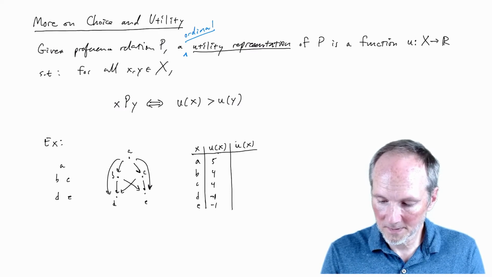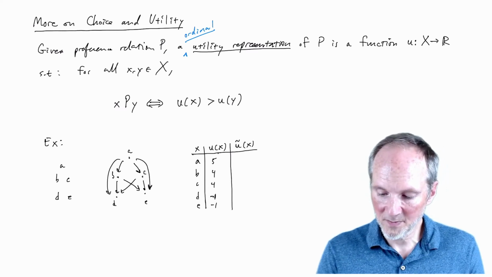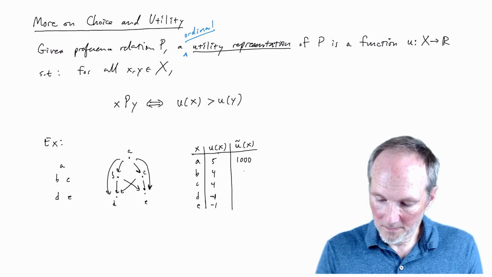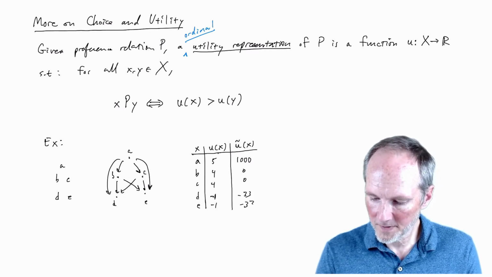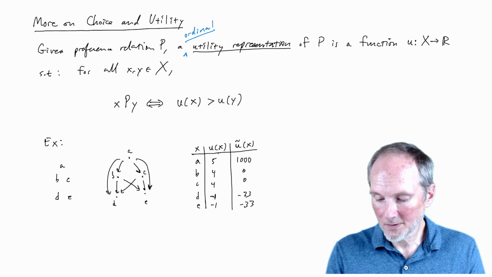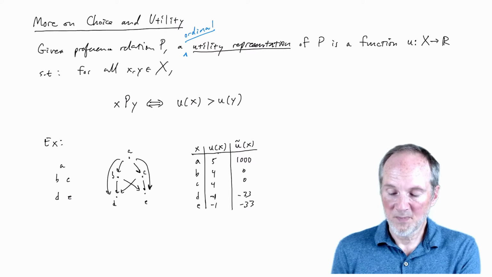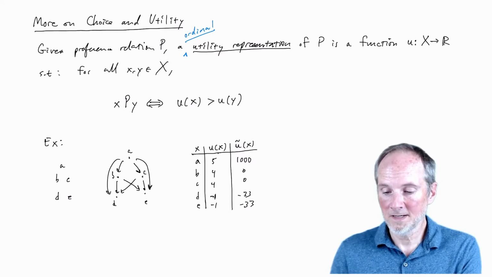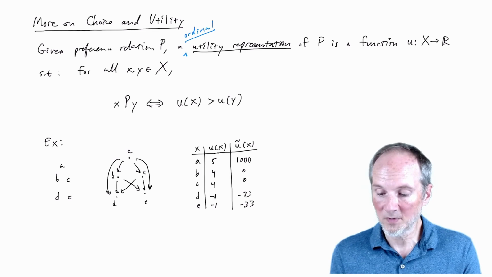Okay, so let me put a squiggle or a tilde above this one. Let me just pick some other numbers here. How about 1,000 for A, 0 for B and C, and -33 for D and E. That's fine. That works. You can fill in these numbers in lots of different ways. In fact, if P has an ordinal utility representation, then there's an infinite number of representations that it has that you can get just by changing the numbers around, as long as you don't change the ordering of the numbers.